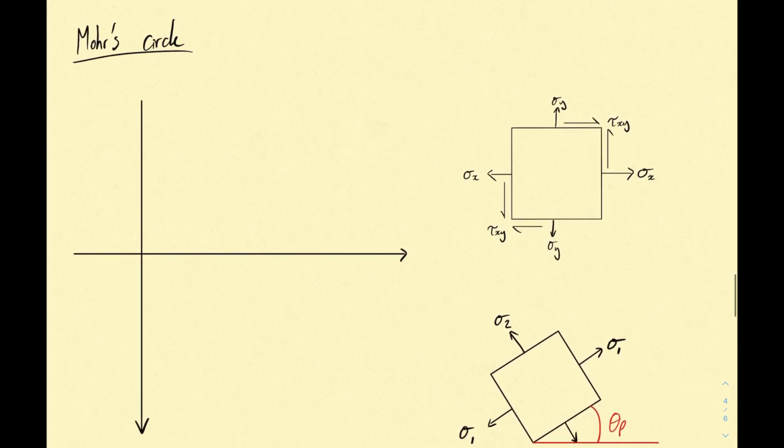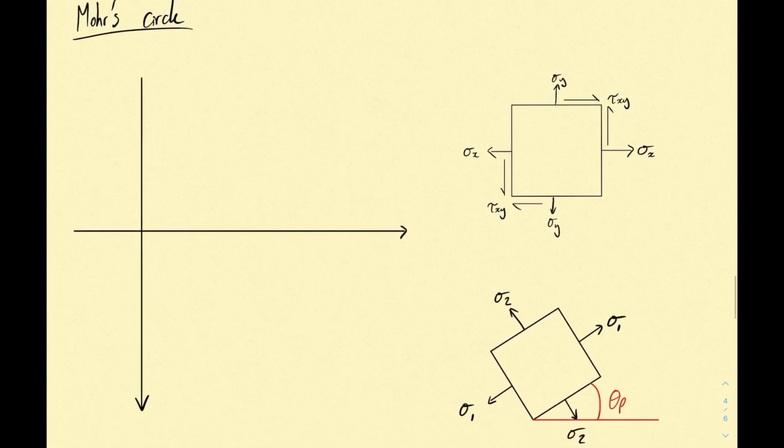How does that apply to the Mohr's circle then? So what I've drawn on the left-hand side is just an axes system where on the x-axis, the horizontal axis, you have your normal stresses, and on the vertical axis, pointing downwards, because we're going to have the inverse of the shear stress behavior, the positive shear stress is in the downward direction.